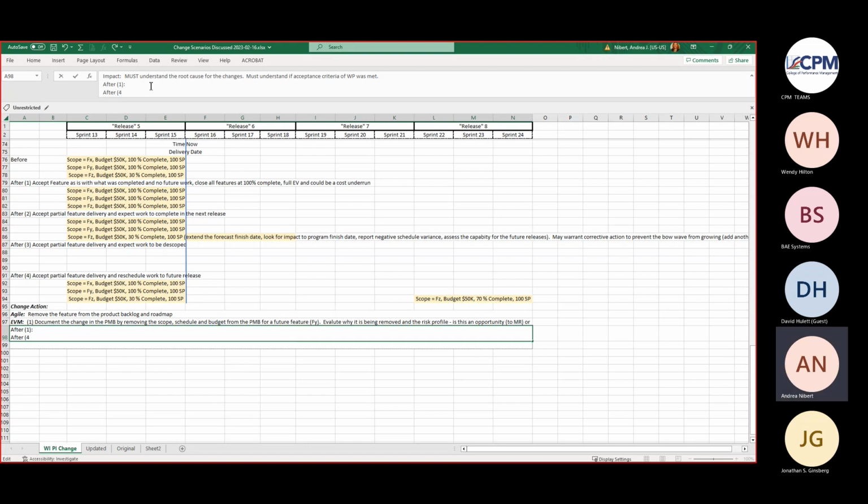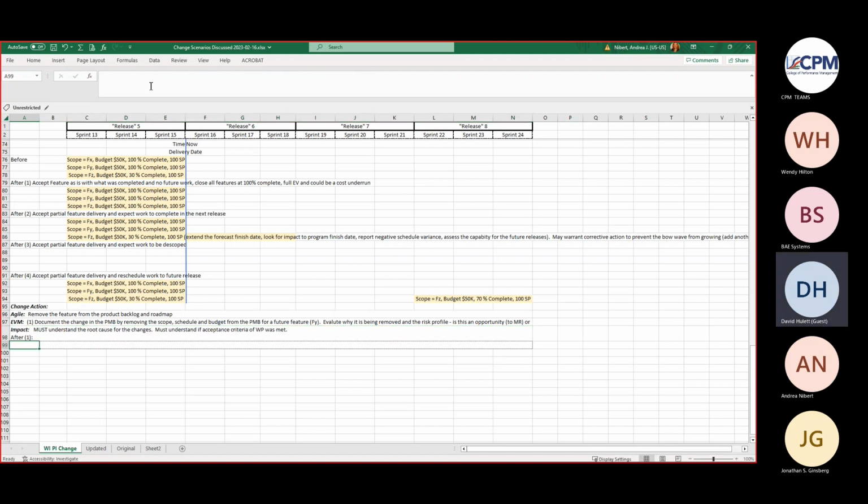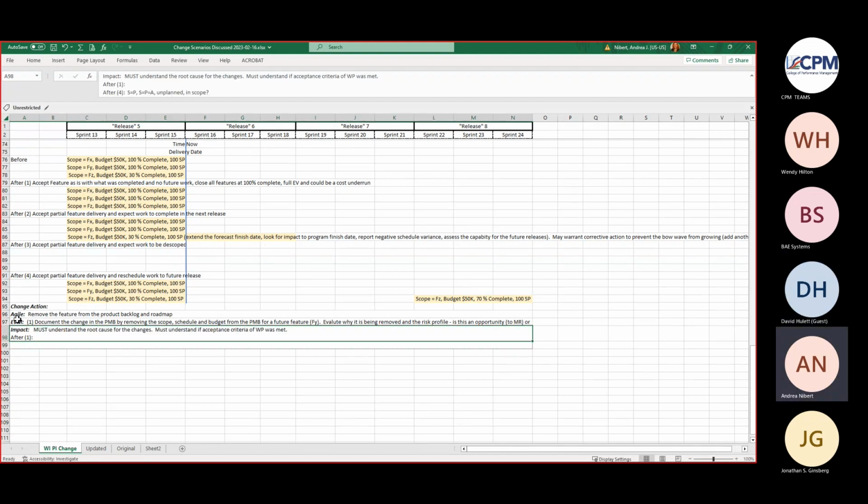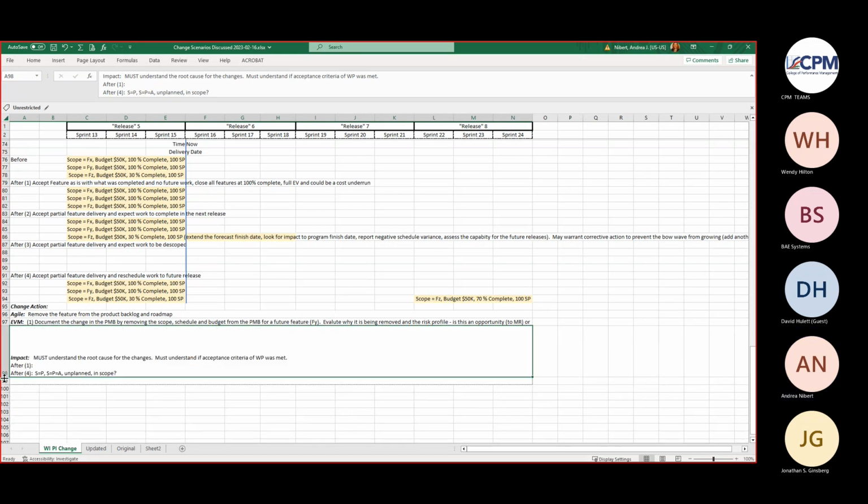So I believe our options are S equal P, S equal P equal A. Or is it unplanned in scope? How would we handle this?